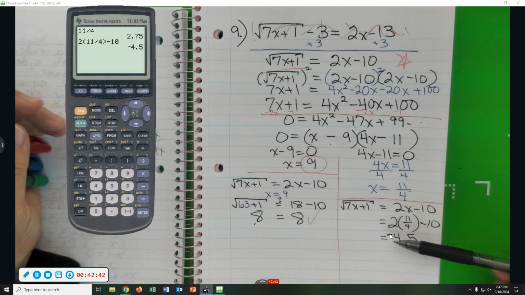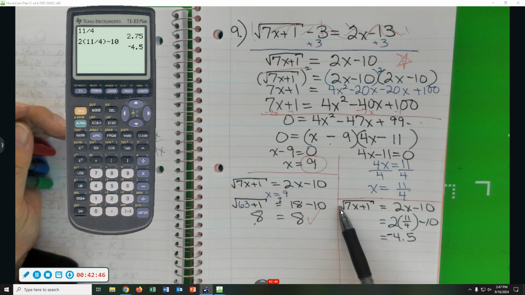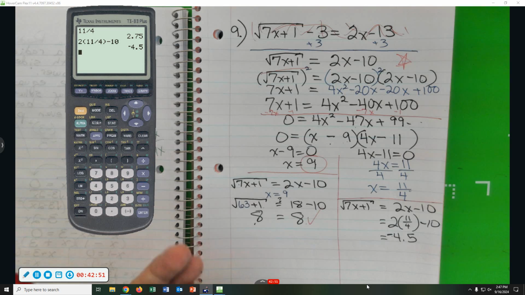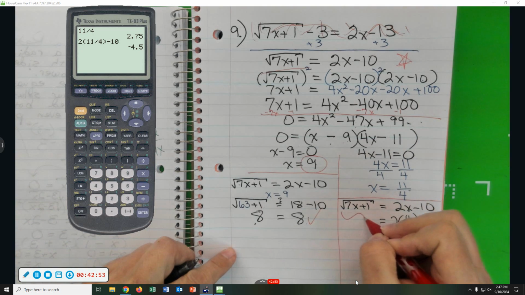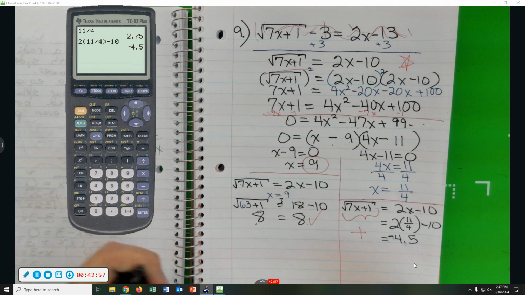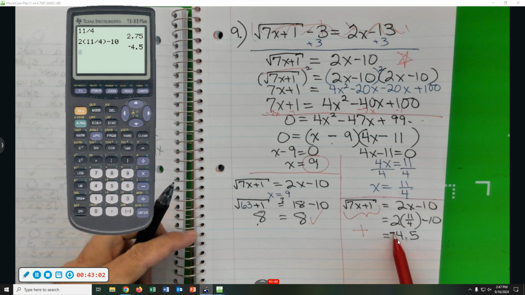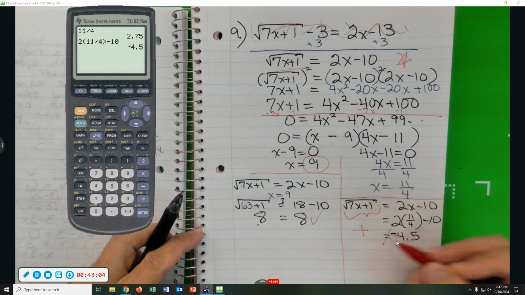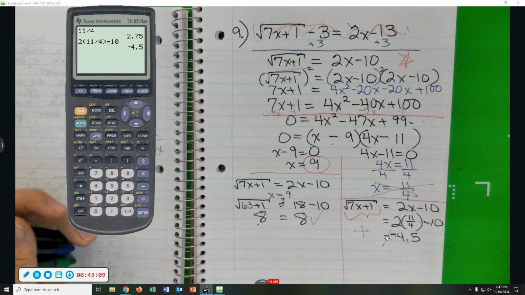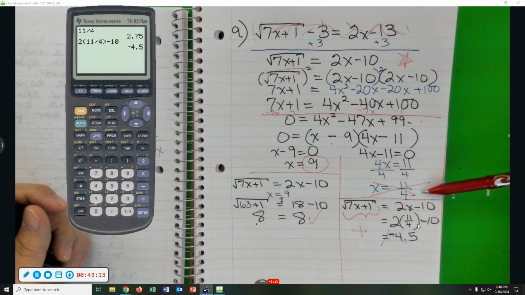Let's pull the same trick we used a moment ago. Here's that radical. I don't see a sign there in front. So what sign do we have? It has to be positive. Can a positive number equal negative 4.5? No, a positive number cannot equal a negative number. So 11 fourths does not check. Any questions on our logic? I think this is a pretty neat way of checking these things.